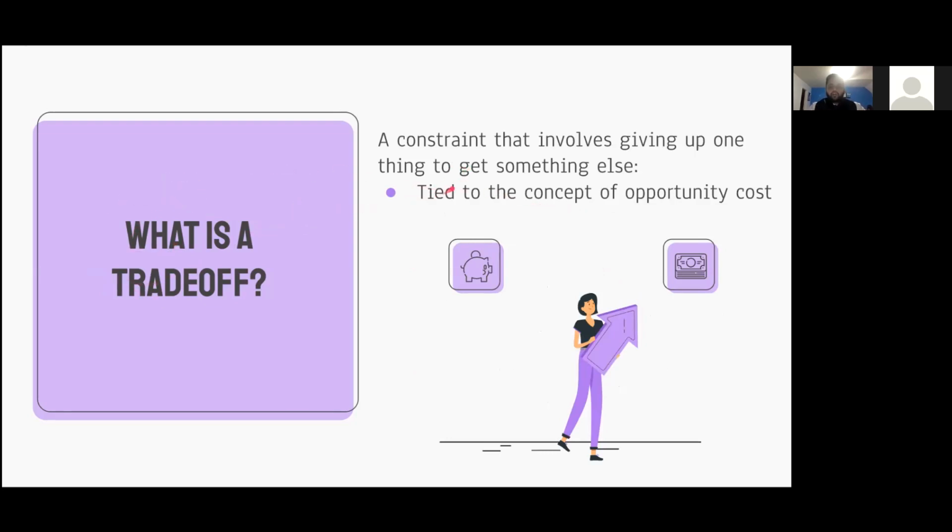Okay, so what is a trade-off then? A trade-off is a constraint that says that you have to give up one thing in order to get something else. It's tied to the opportunity cost idea that we were talking about earlier. The reason why a trade-off is so important in a debate is because a lot of the time you're going to be debating something and it's going to say that we should either do this or we should do that.